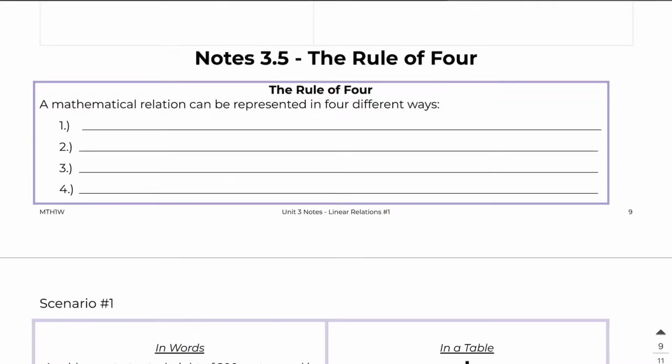Hey everyone, notes 3.5 are on the rule of 4. When the video starts, it's going to start by saying notes 3.7 connecting it together, rule of 4, but you are watching the correct video.